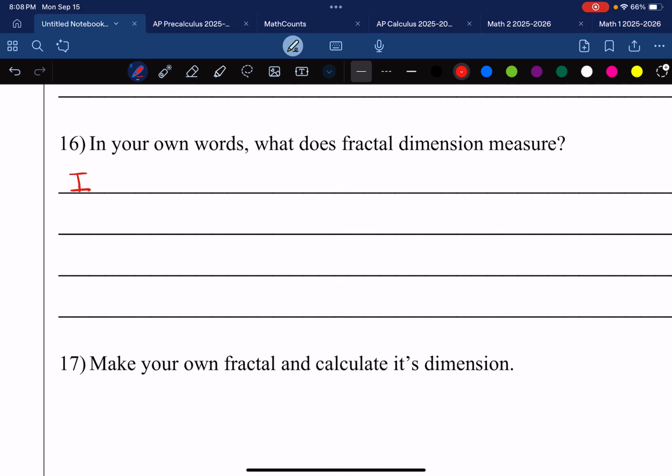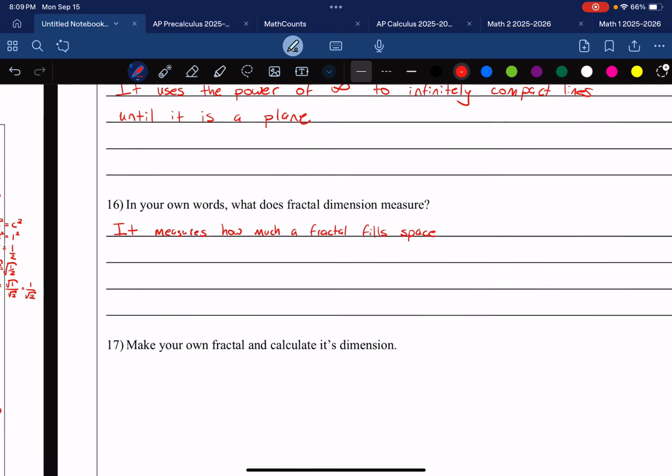Like when we talked about the coastline problem, you can say it measured roughness, but here it's very specific. It measures how much a fractal fills space. If it fills space, that's a dimension higher than 2, then it's starting to enter into the third dimension. If it's filling a space that's higher than 1 but less than 2, it's filling more space than a line but less space than a plane.